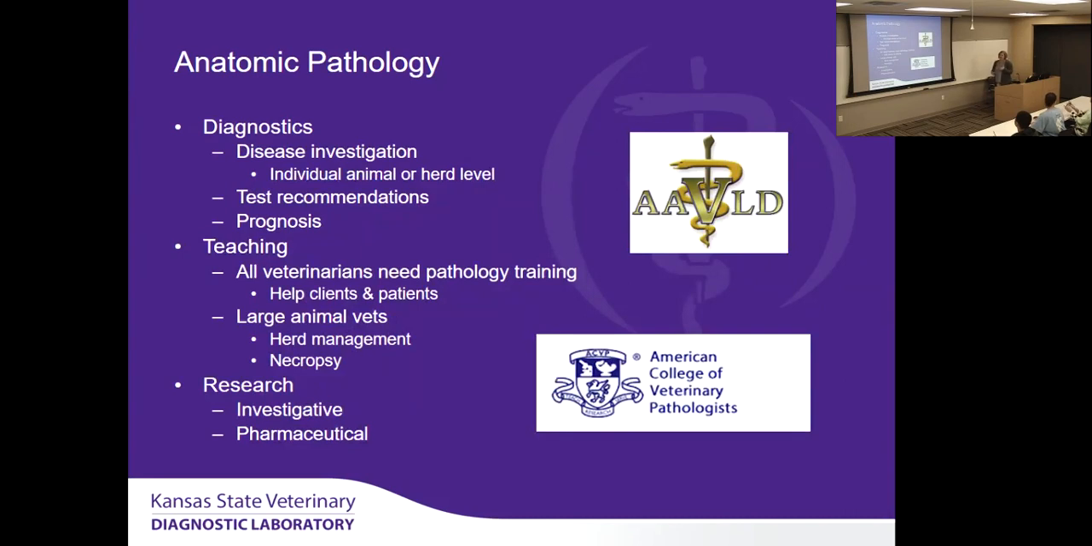So if you go into anatomic pathology, there's many things you can do with that specialty after you finish your residency. What I do is work as a diagnostic pathologist. The main thing we're looking at is disease investigation, right? We're trying to figure out why an animal died or why its treatment didn't work or something along those lines. A lot of times that's a herd level if we're talking about food animals, or obviously an individual animal level if we're talking about companion animals.